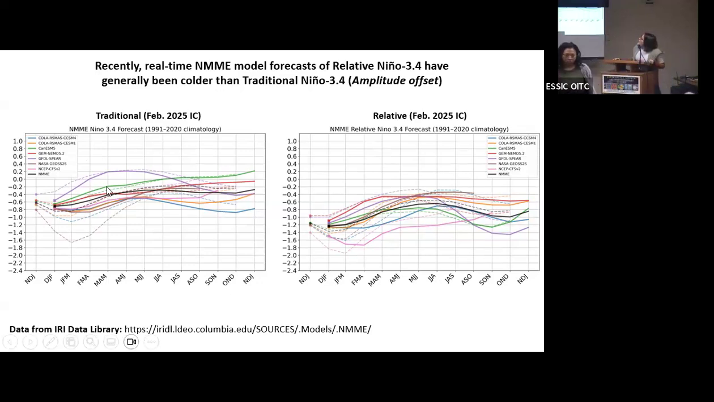So on the left is the plume from the NME, where different lines are different models. The dashed line is the prior monthly initial condition. So this is the January initial condition. The solid is the February initial condition. That way we can see how it's changing from month to month. And then on the right is the relative index. Again, the solid lines are the February initial condition.